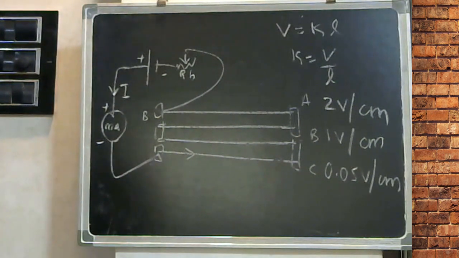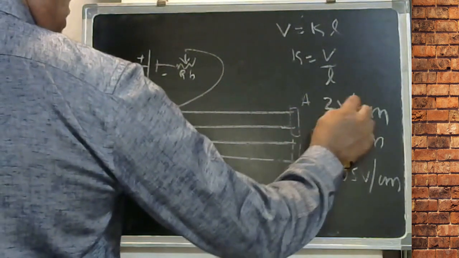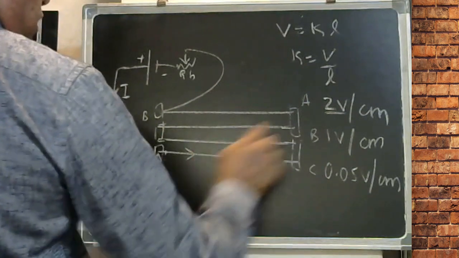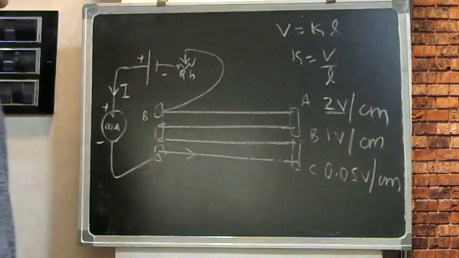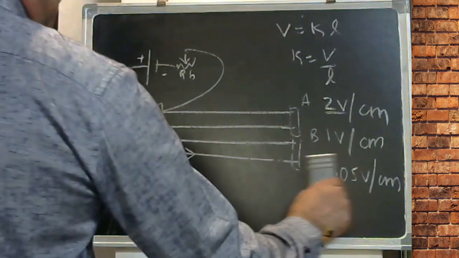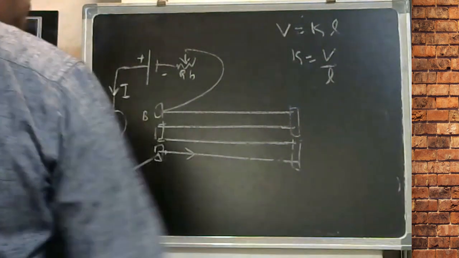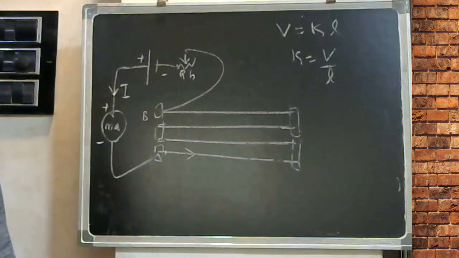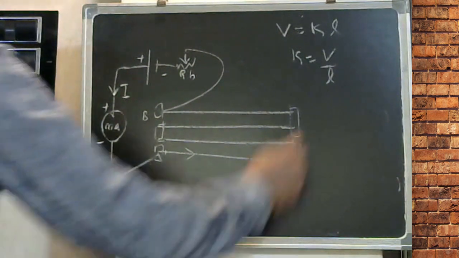The reason is simple. 2 volt per centimeter means that in this potentiometer, if you touch your jockey at 1 centimeter, I get 2 volt. That means I cannot measure less than 2 volt in the first potentiometer A. A can only measure up to 2 volt. If I want to measure 1 volt, I can't use that. With the next one, I can measure up to 1 volt. And with the next one, I can measure even up to 0.05 volt. So it's very clear, C has a better prospect. It's a better instrument. So remember that a smaller K value will be the better one.